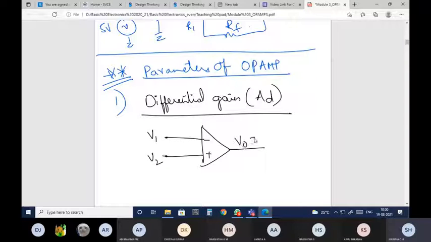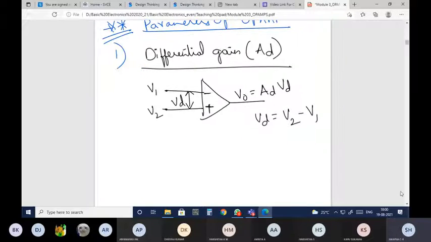So V0 is nothing but AD times VD. VD is the difference between these two, where VD is V2 minus V1. Why V2 minus V1? Because it is the non-inverting terminal voltage minus the inverting terminal voltage. So differential gain is the ratio of output voltage to the difference in the inputs, V0 by VD.